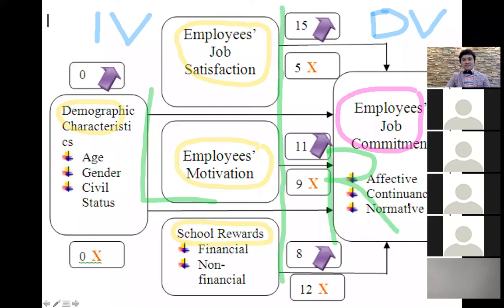Clear po ba ang meaning ng independent and dependent variables? Kung saan makikita ang independent variable at kung saan makikita ang dependent variable. Meaning to say that job commitment can be changed. It can be affected by several factors such as satisfaction, motivation, rewards, and demographic characteristics.